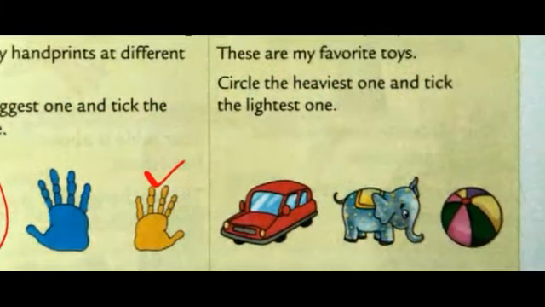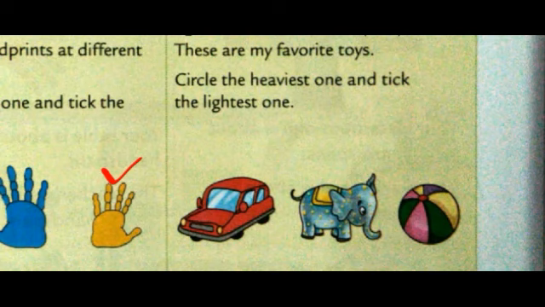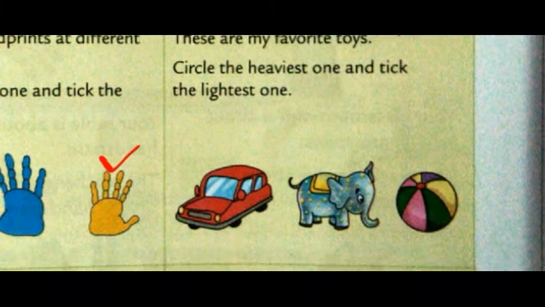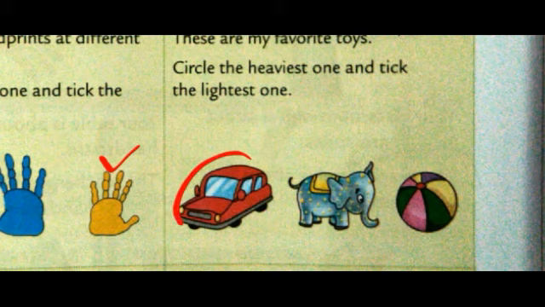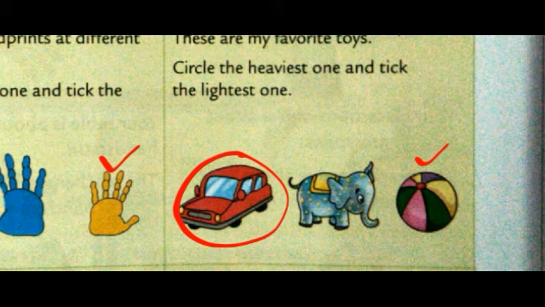Okay, see the next question. These are my favorite toys. Circle the heaviest one and tick the lightest one. These are toys. We have to circle the heaviest one among these and put the tick on the lightest one. So, this one is the heaviest one. So, we will circle it. And the ball is lighter in weight. So, we will put a tick here.